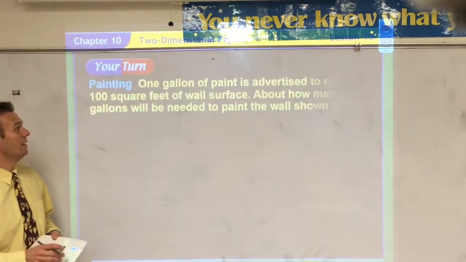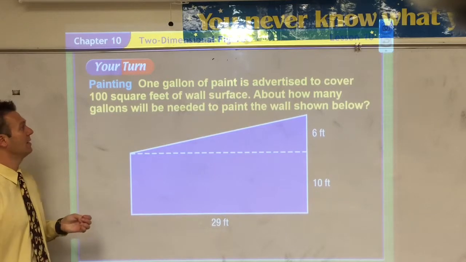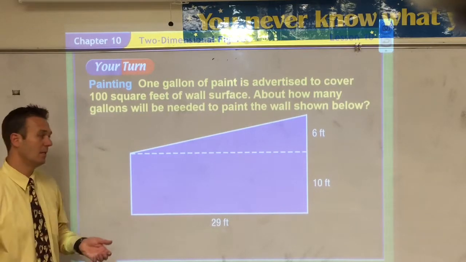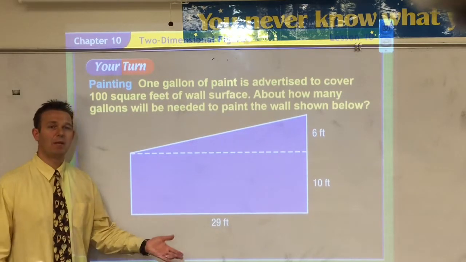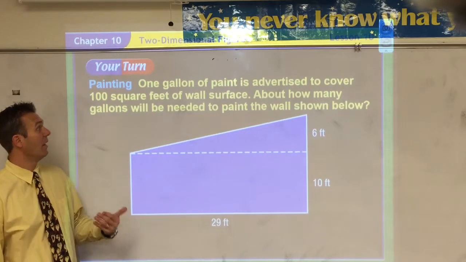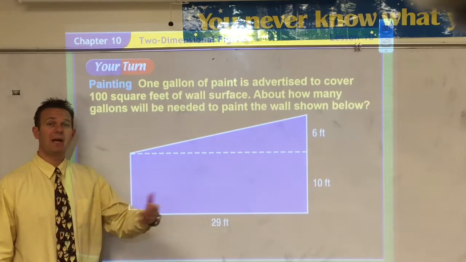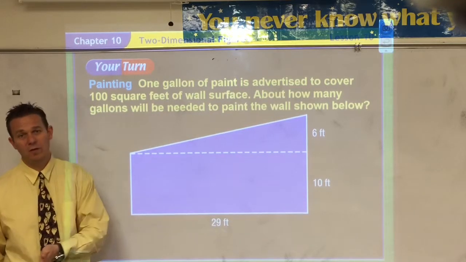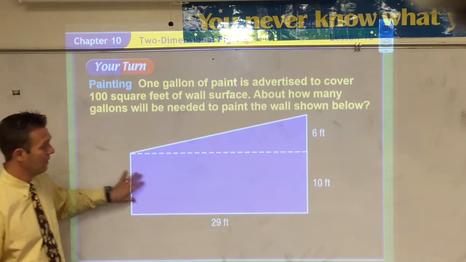All right, now here's your turn. Go ahead and write down the question. 1 gallon of paint is advertised to cover 100 square feet of wall surface. Okay, that's good to know. So when you go to Home Depot or to a store to buy your paint, whatever store it might be, you have to know how many square feet you have to cover. Because you don't want to buy extra paint, or go home and have too little paint. So this is a real world thing, real life thing.